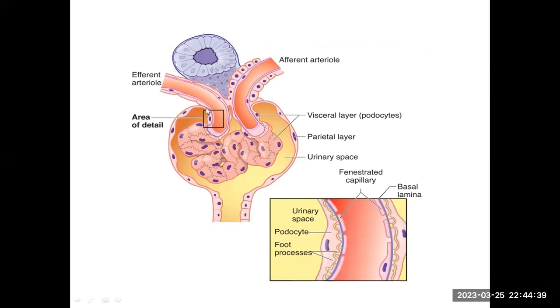Here, the podocytes are the epithelial layer from the Bowman's capsule. The Bowman's capsule has an outside layer, which is called the parietal layer, and an inner layer, which is called the visceral layer. The epithelial cells forming the visceral layer are called podocytes. And it's the outermost part of the glomerular filtration membrane. As here it's very clear from outside, you can see these are the podocytes.